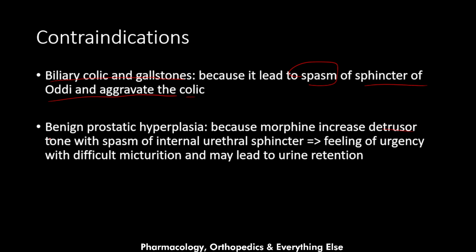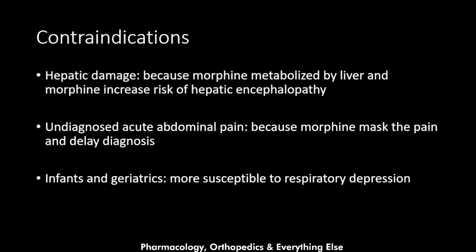Morphine is also contraindicated in benign prostatic hyperplasia because morphine increases the detrusor muscle tone with spasm of the internal urethral sphincter, which leads to a feeling of urgency with difficult micturition in these patients. And they already have difficult micturition, so this would also aggravate the problem for them, and it might lead to urine retention. It is also contraindicated in hepatic damage because morphine is metabolized by the liver, and it increases the risk of hepatic encephalopathy because it stays longer in the blood since it can't be metabolized, and it might lead to hepatic encephalopathy.